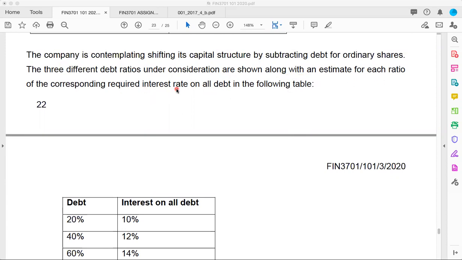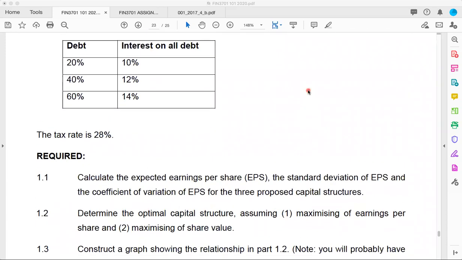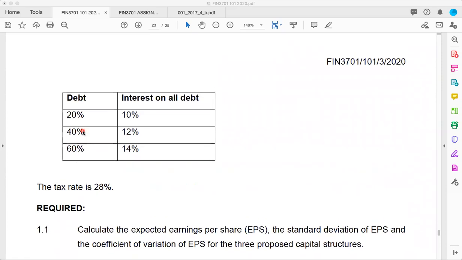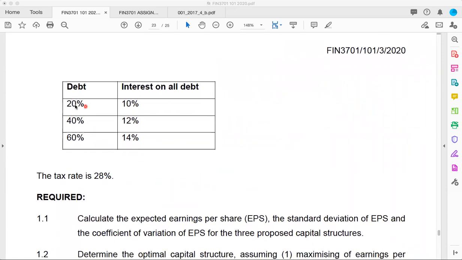The three different debt ratios under consideration are shown along with an estimate of the corresponding required interest rate on all debt in the following table. So this table is telling us that the company is considering three possible debt ratios. So far, they only have equity, but they're considering introducing 20% debt, or 40% debt, or 60% debt. If they introduce 20% debt in their capital structure, the interest rate on debt will be 10%.